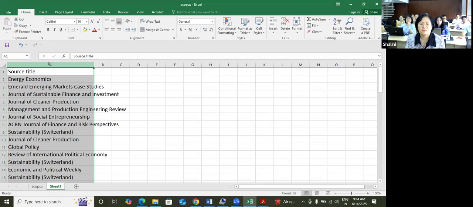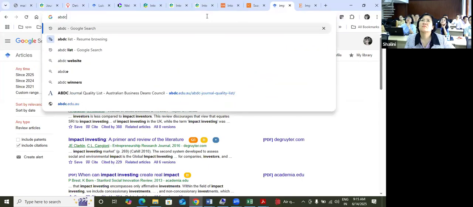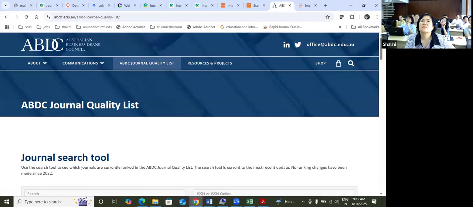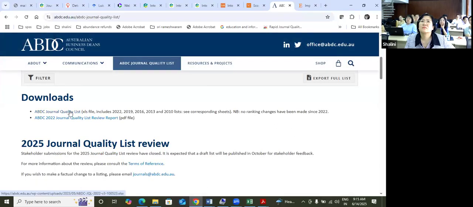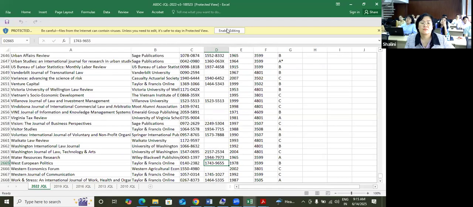Do you understand? So how do I know which journal is Scopus indexed and which is ABDC? I already told you, just write it here as ABDC journal quality list. You can see from here, if you click over here, this is the ABDC journal quality list. If you click onto this, you will get an Excel file. This is another way of seeing the list of the journals that are there in ABDC. So I'm just opening it and showing it to you. So this is the list.